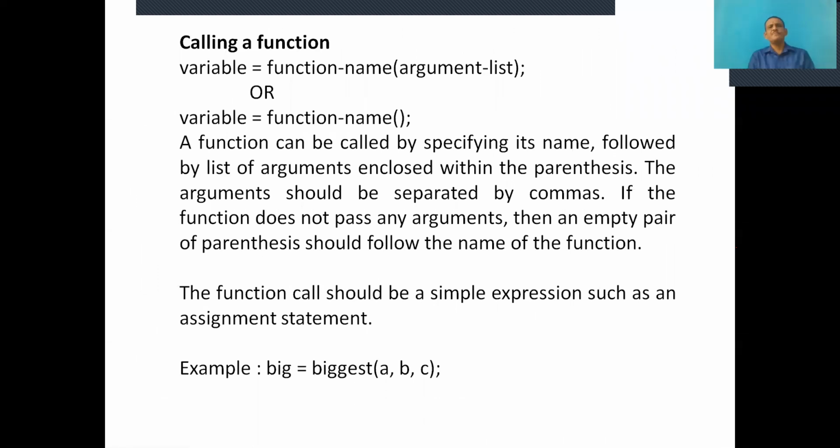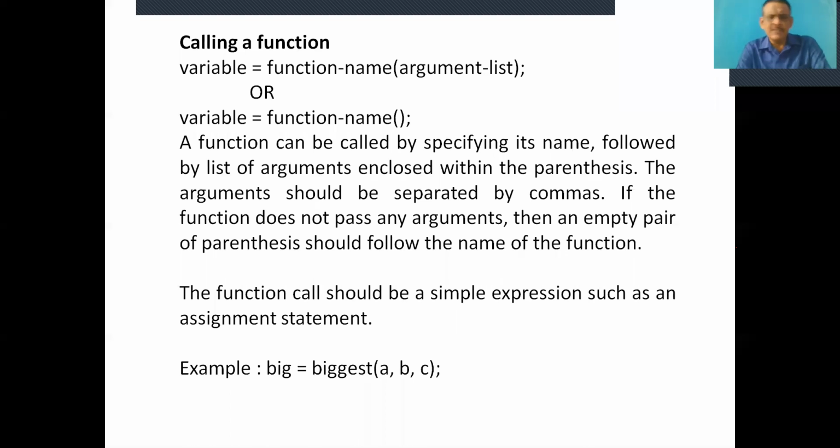The next one is calling a function. Once you have written a function, how do you call it? You have to follow the syntax: variable equal to function name, within parentheses the list of arguments, ending with a semicolon. This is one form. The second form is variable equal to function name, open parenthesis, close parenthesis, semicolon.